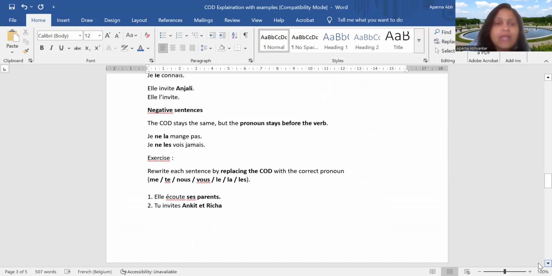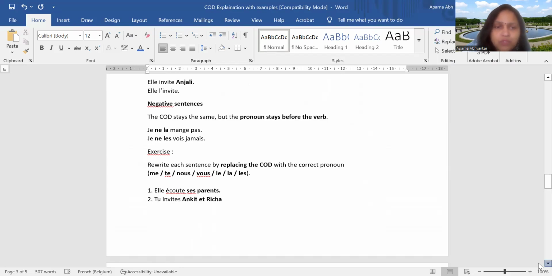Elle invite Anjali. Elle invite qui? Elle invite Anjali. So, Anjali is the direct object. Elle l'invite. Anjali will be replaced by la, and when la comes before the vowel i, it will become l'.